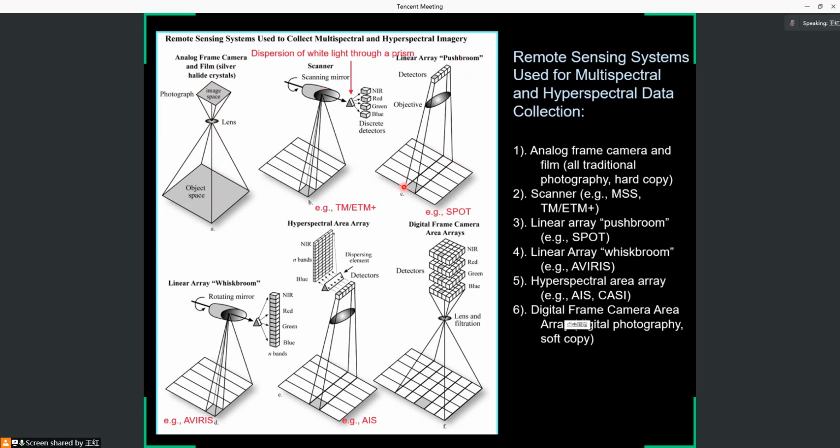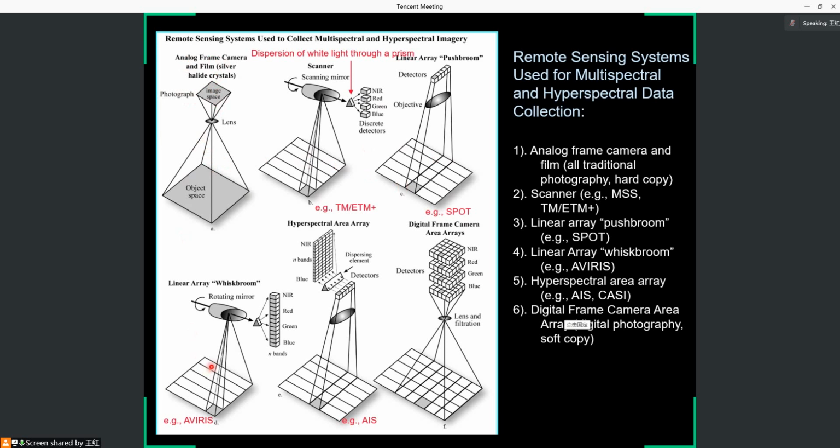And this is the scanner or the push broom. This is sensing images, where different bands can be obtained. This analog frame camera has only one.